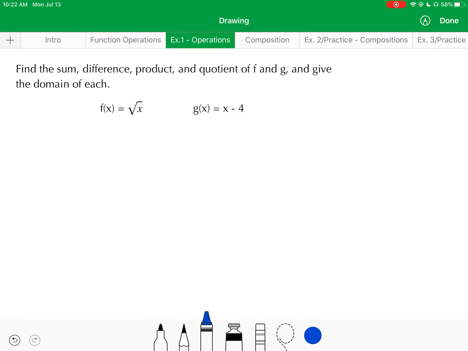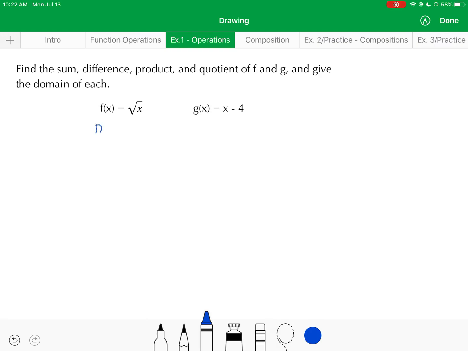All right, so consider these two functions. F of x equals the square root of x, and g of x equals x minus 4. So we have a square root function, and then we have a linear function, okay? We're going to find the four operations between f and g, as well as give the domain for each of these, okay? So I'm actually going to start by just reasoning out the domain for each of these functions, okay?